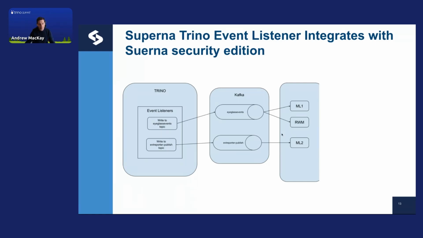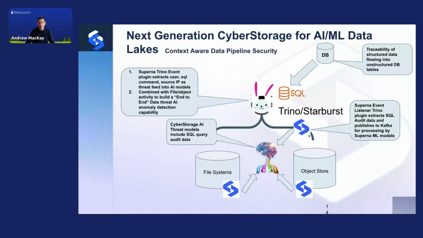So we take a look at the big picture. We've got Trino deployed. We've got file systems deployed, SMB and NFS file systems that are storing some of this data, and object stores. We can now take inputs from Trino, the event listener. We can take inputs from the auditing capabilities of the storage. That's a common feature of all file systems. They can audit user activity.